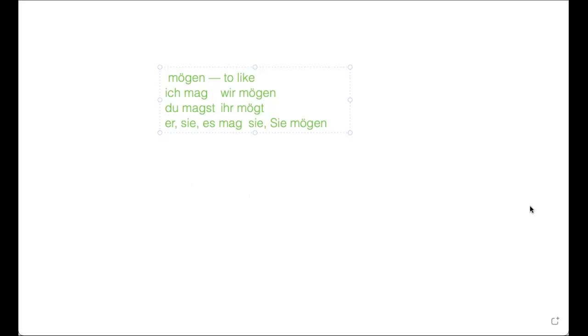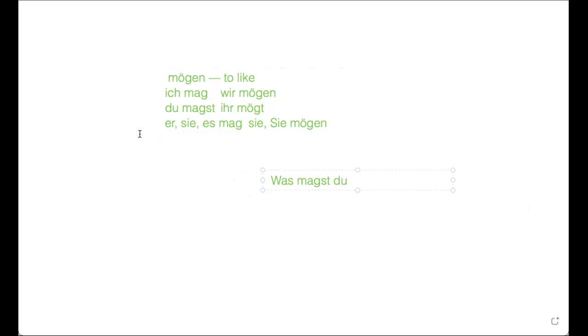What do you like? So what will I say? Was magst du? What do you like? Mögen means like. Du magst, you like. Was is what? Was magst du? What do you like? Is it clear to you?